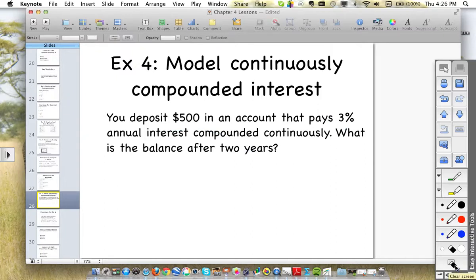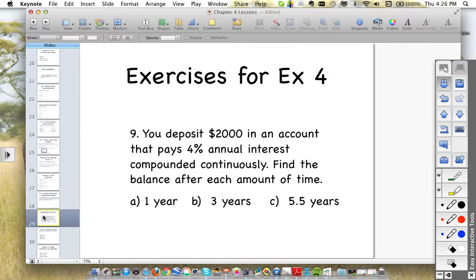Okay, so let's take a look at exercises for example 4. Read the question, pause as long as necessary to solve the 3 problems: 1 year, 3 years, and 5.5 years. When you're ready, hit play, and you will see the answers.